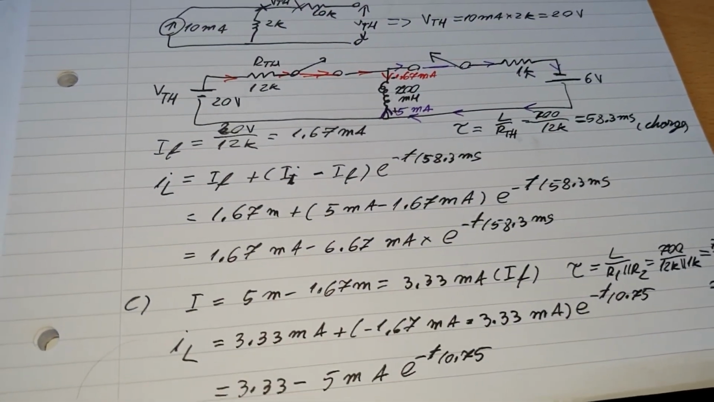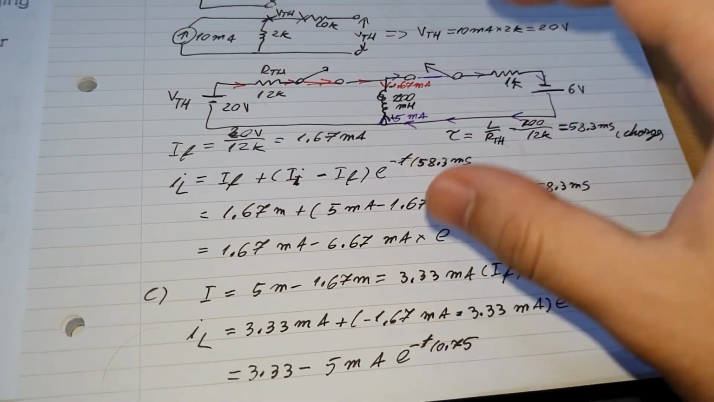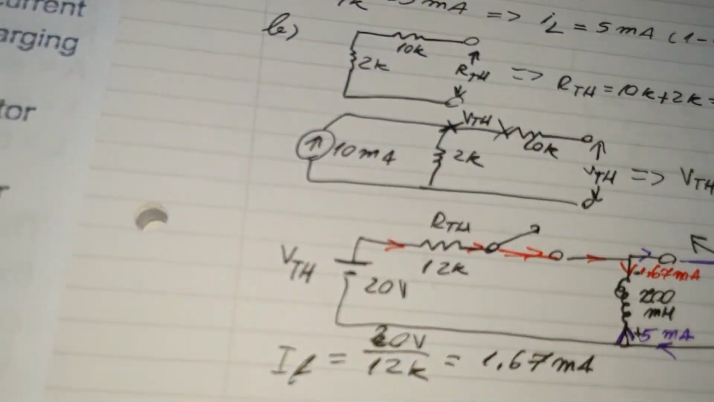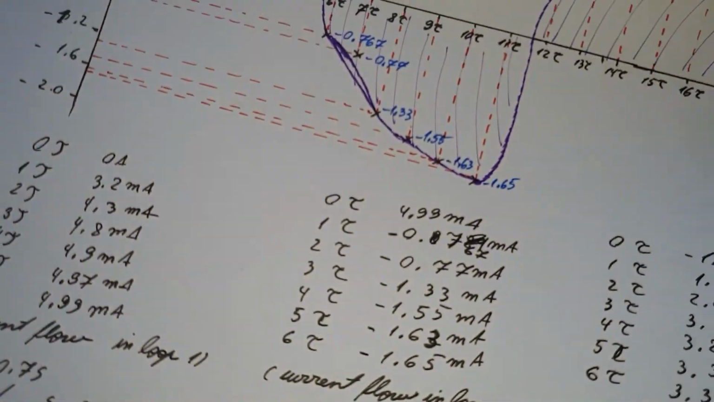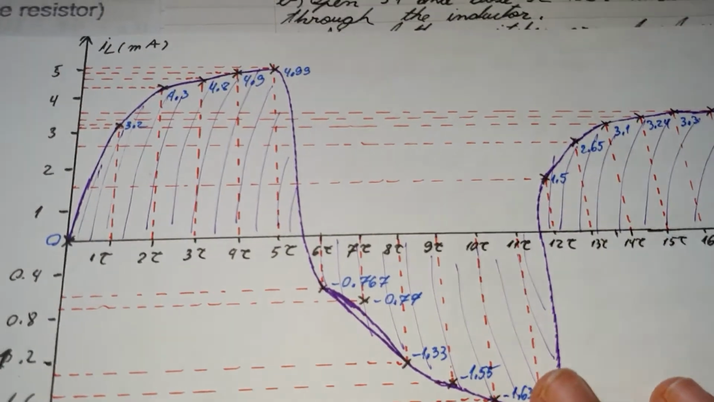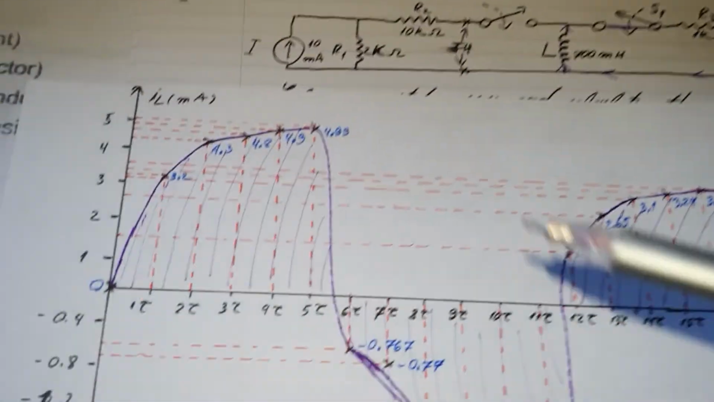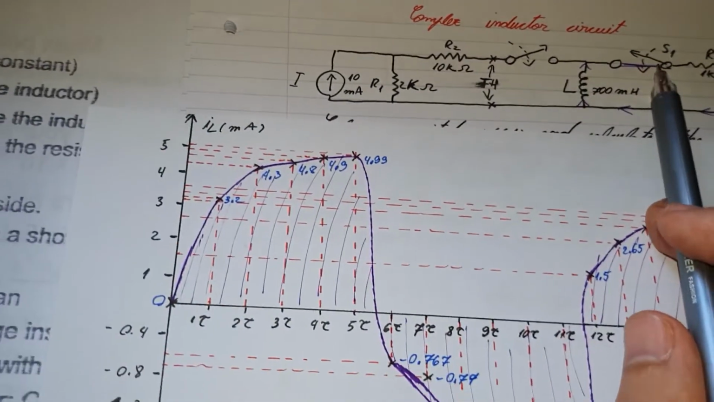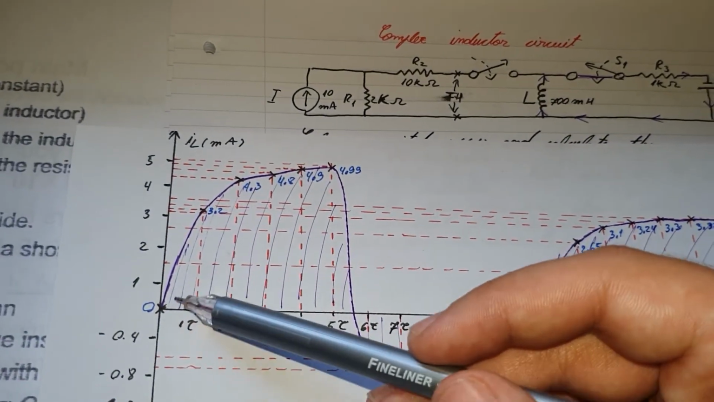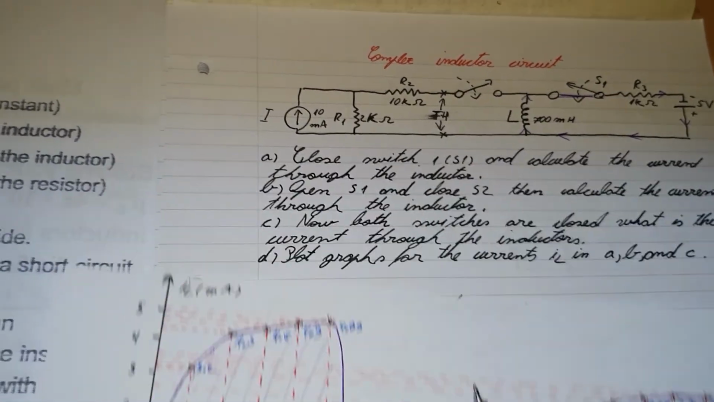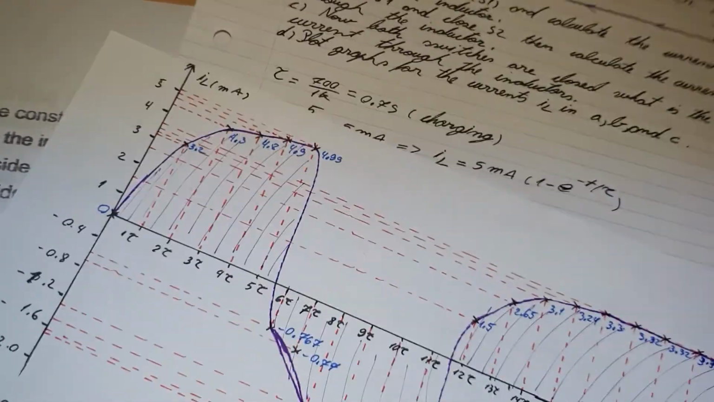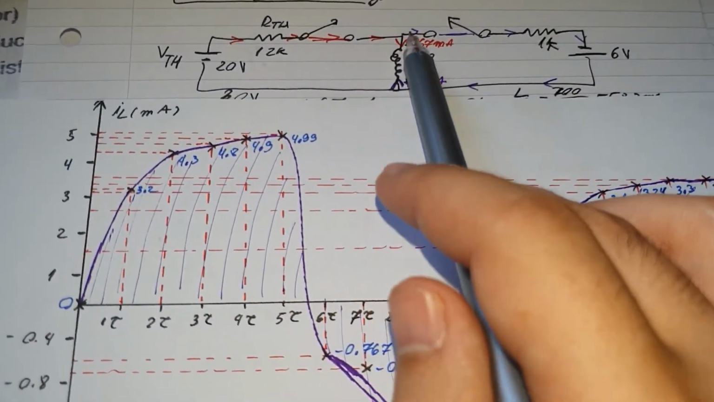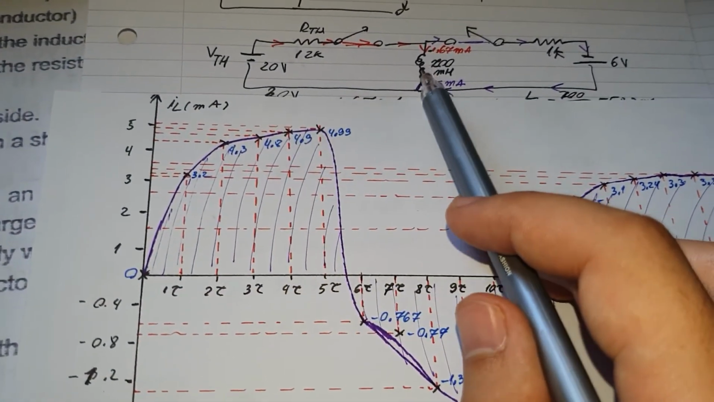So mathematically this is the answer, but to show you how it will actually look in an oscilloscope, I made a graph of it, which is this one here. So this is when switch 1 was closed and the inductor charged up to 5 milliamps. The 5 milliamps went in this direction, which is positive because it follows the correct current flow.